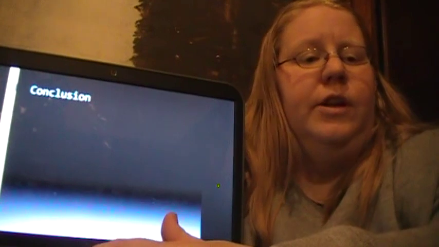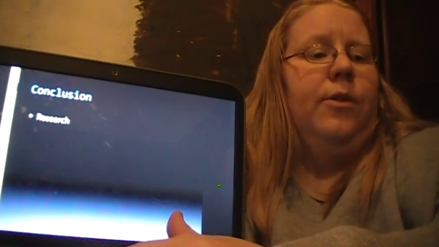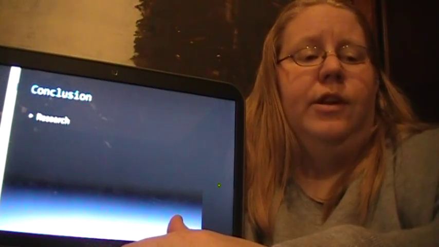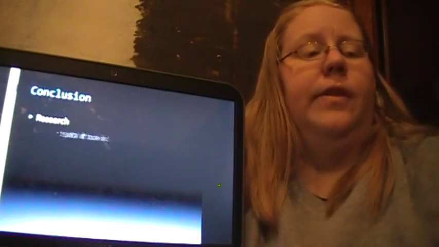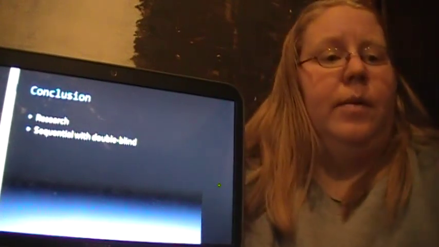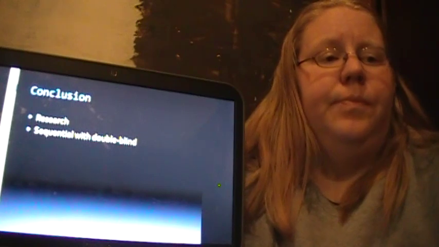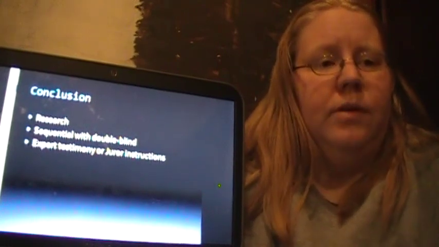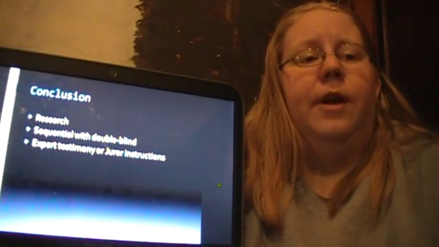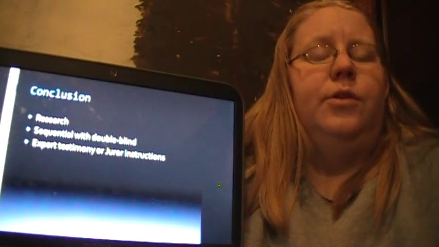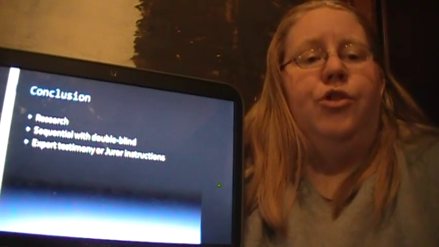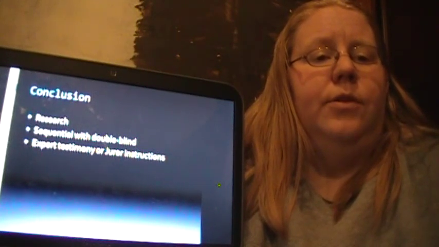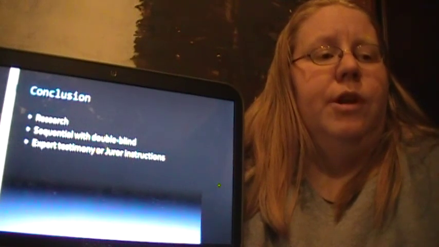Much research is still needed in the field of witness identification. With the research we have available, we need to look at what results in more accuracy. By combining sequential and double-blind together, we take a majority of the bias out of the identification. When identification is made and it makes its way into the courtrooms, we need to utilize either expert testimony to educate the jurors or juror instructions to allow them a way to be more critical of what they're hearing.